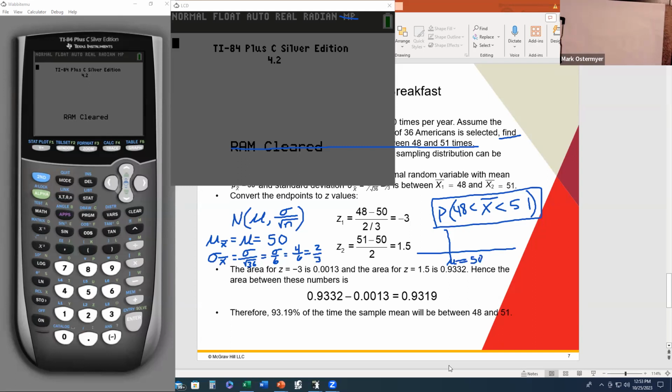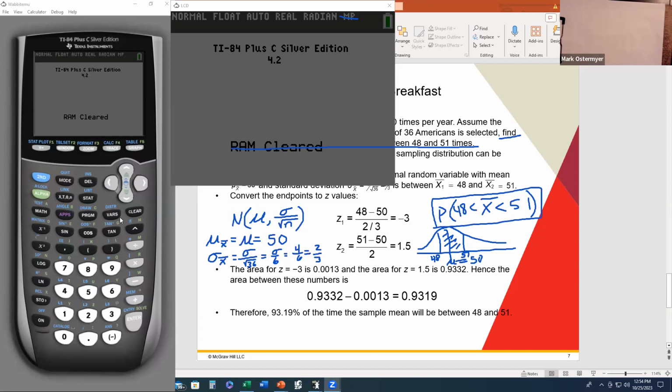So we're trying to find what area underneath this normal distribution curve here. We're trying to find the area from 51 down to what? 48. We're trying to find this area of probability here, where this is 51 and this is 48.